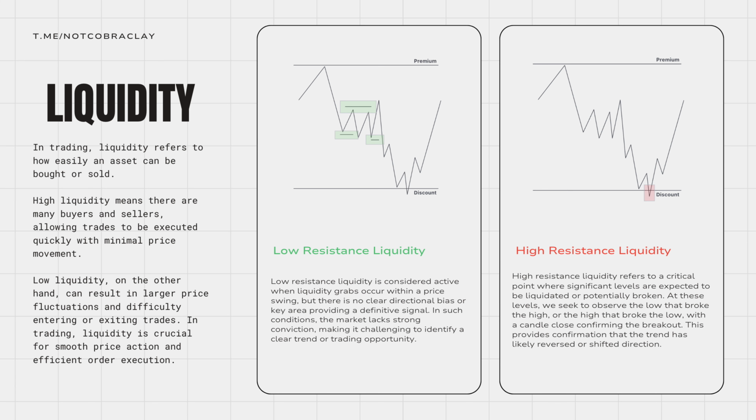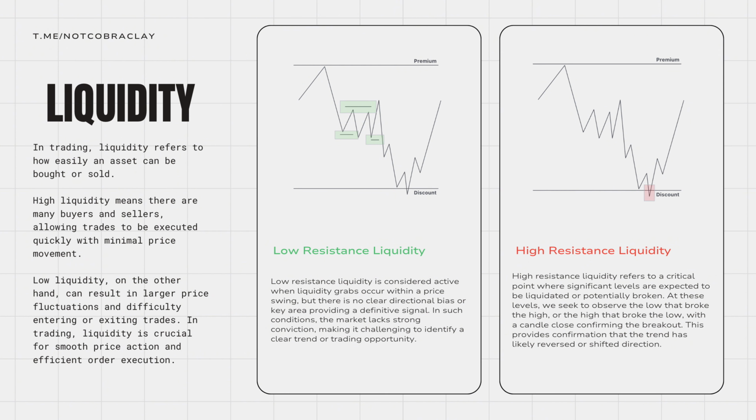Low liquidity, on the other hand, can result in larger price fluctuations and difficult entering or exiting trades. So consolidating markets, because then you just trade from liquidity pool to liquidity pool or from one side of the range to another. In trading, liquidity is crucial for smooth price action and efficient order execution.